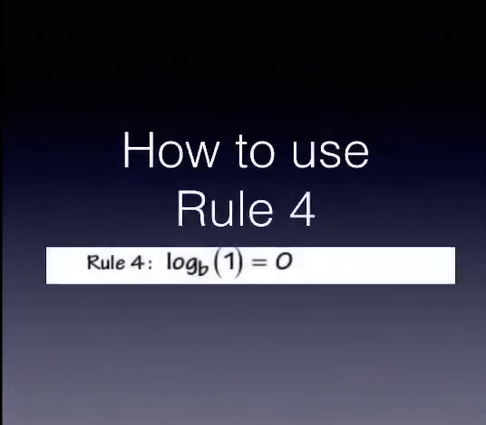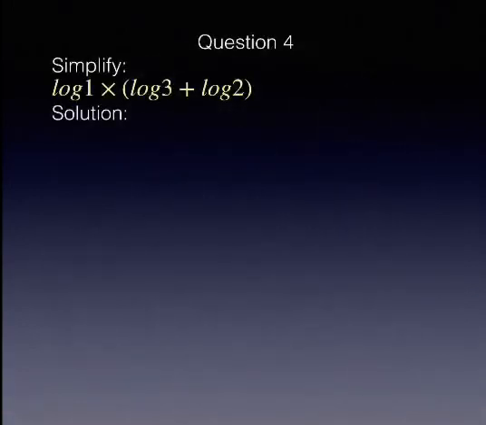How to use rule 4. We said whenever the argument is 1, then the outcome is 0 on this rule. All right, let's check it out. We can see here on question 4, they say simplify log 1 multiplied by bracket of log 3 plus log 2. Wow, this becomes so easy. Whenever the argument is 1, as can be seen here, the outcome is 0. So log 1 there we have 0.